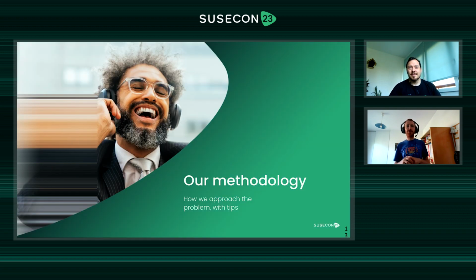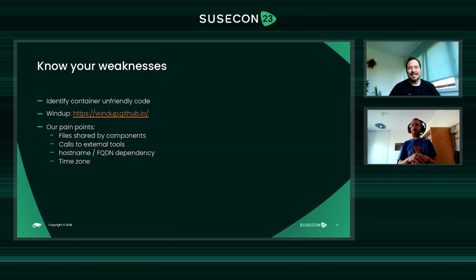So how do we plan to do this? Because methodology is very important if you want to do it right. The very first part is to know our weaknesses.